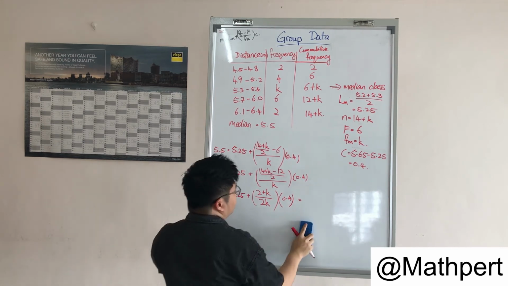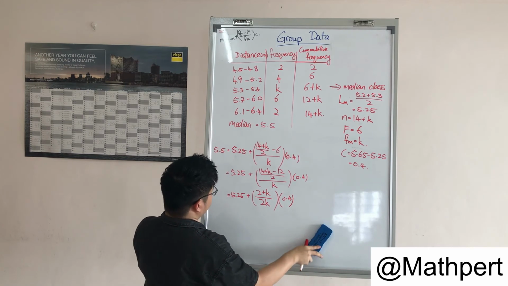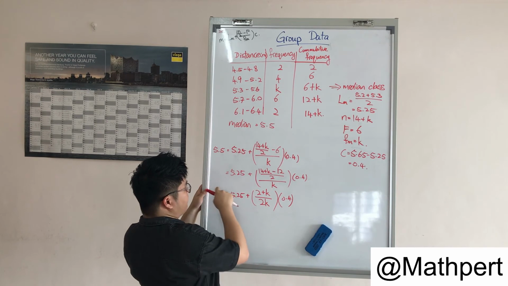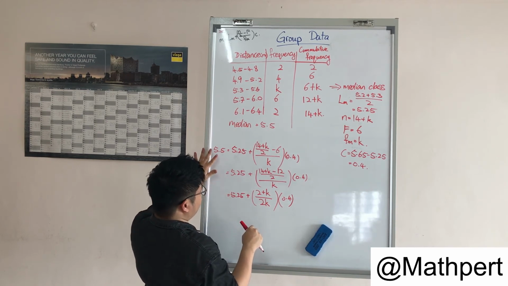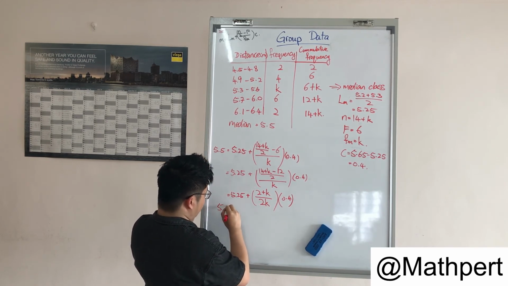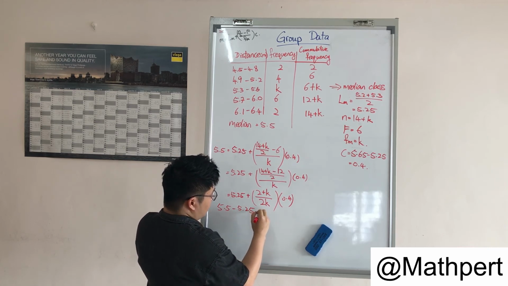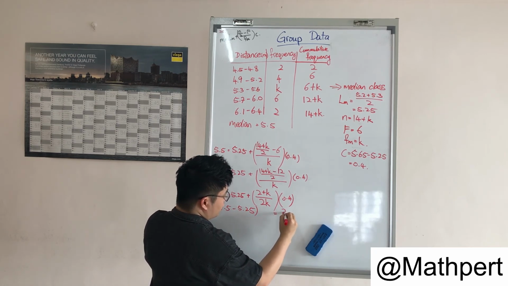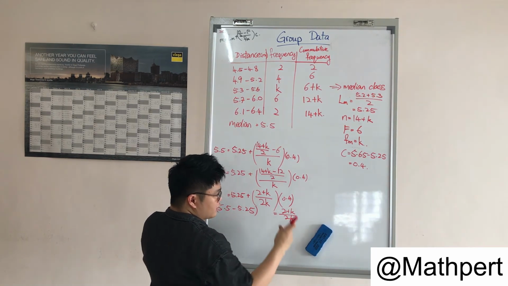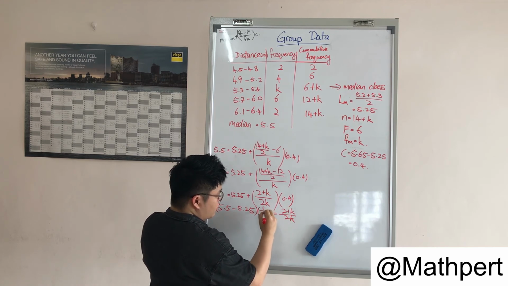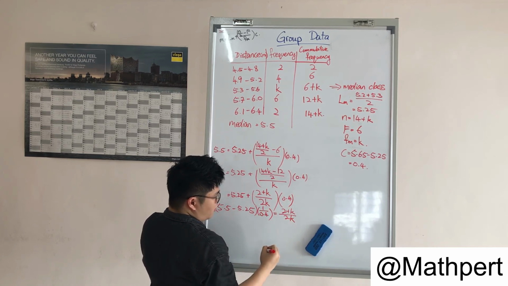Okay, instead of multiplying it in, let's do it this way. Move 5.25 to the left hand side. So we got 5.5 minus 5.25 equals to 2 plus K over 2K. Right, then this 0.4, move it to the left hand side, become 1 over 0.4.